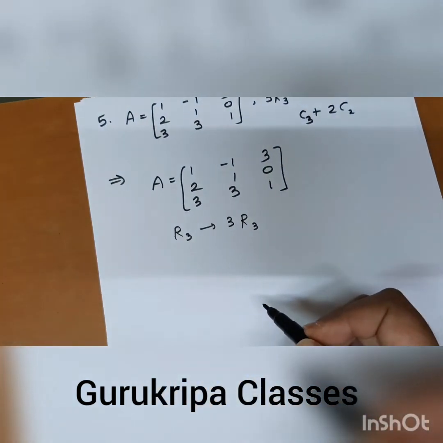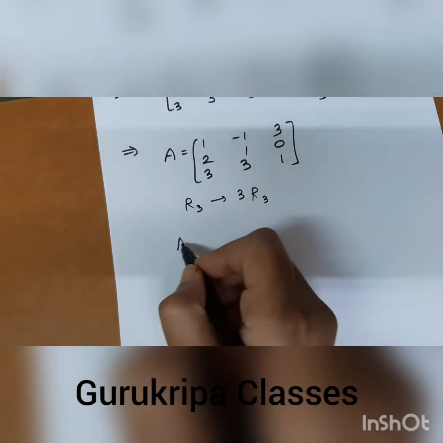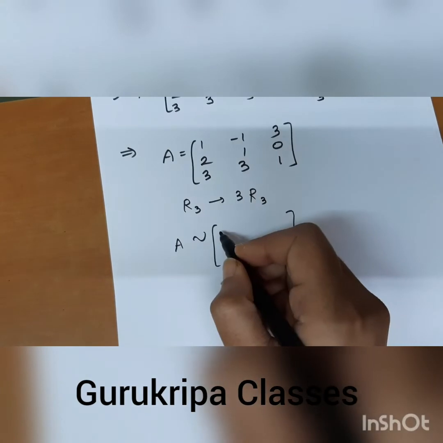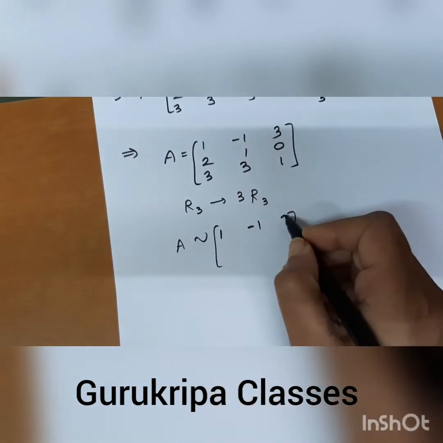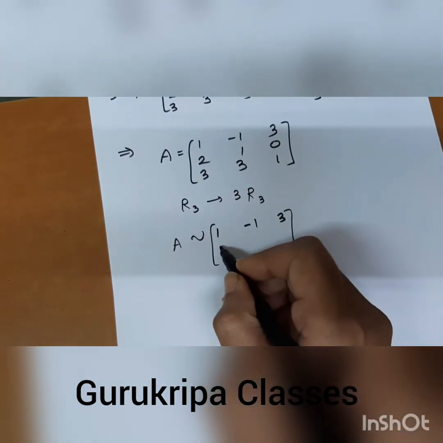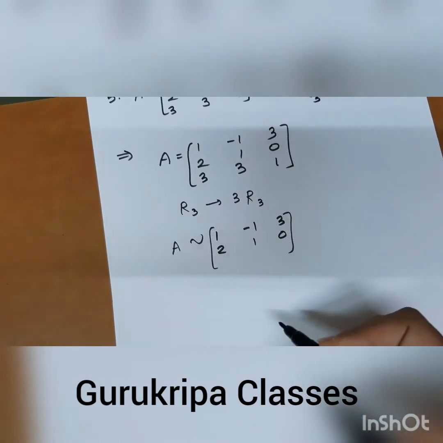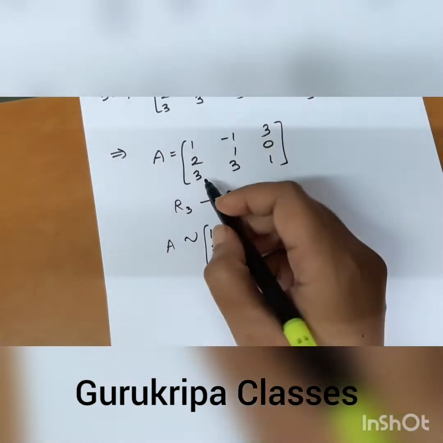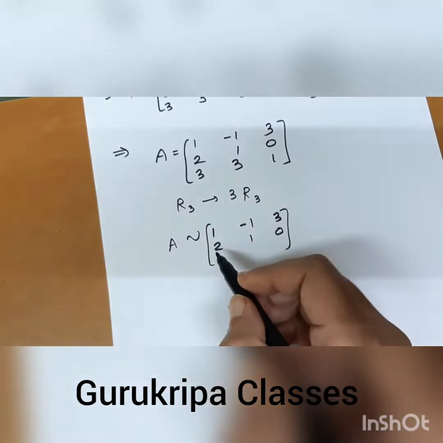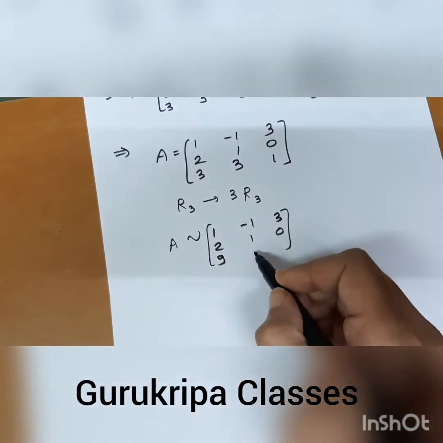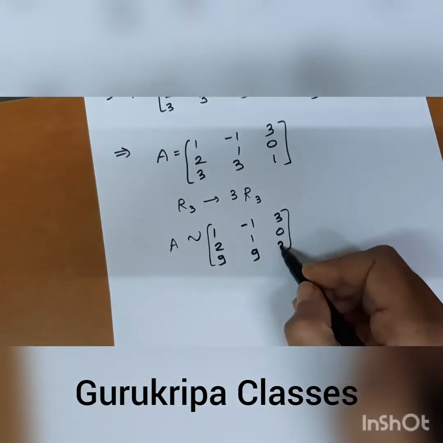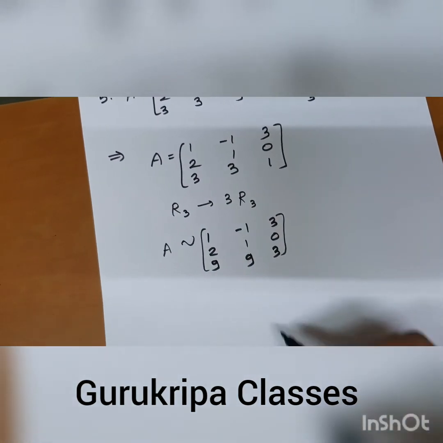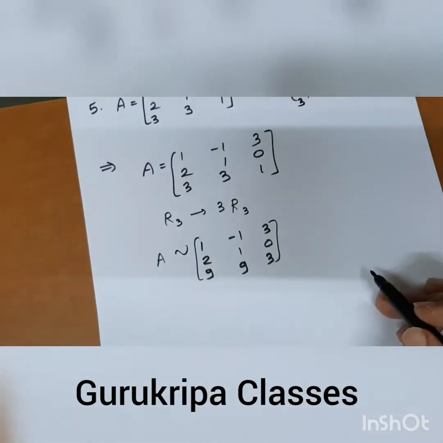3R3 means R3 changed to 3R3. So A is equivalent to now, the first row R1 as it is, second row as it is, and for 3R3, multiply the elements of the third row by 3. 3 3s are 9, again 3 3s are 9, and 1 into 3 is 3. So this is the transformed matrix, R3 changed to 3R3.